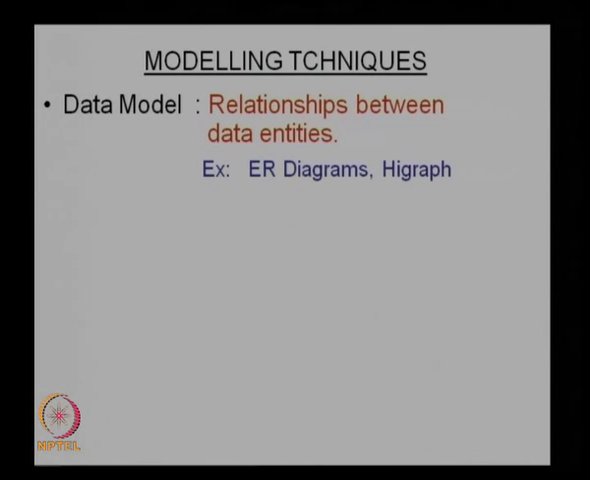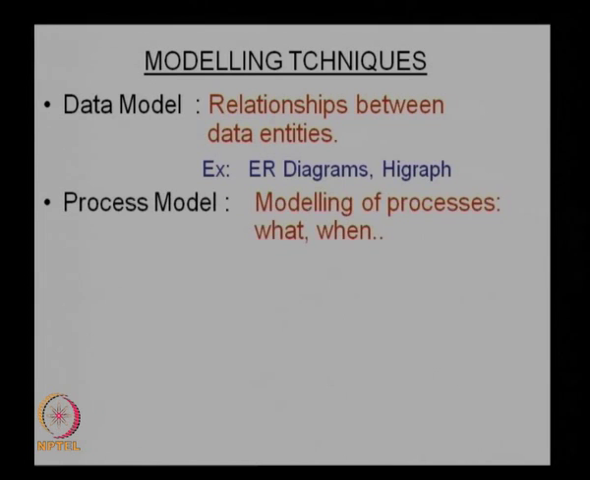We will go through these methods, ER diagrams and the graph, but before that let me explain the other two methods we use for modeling. The other one is known as process modeling. The first one was the data model, which gives the relationship between the data entities, and in the process model we discuss the modeling of processes, basically the flow of functions in the system. It identifies what process is done and when it is done and so on. Here in process modeling the focus is on identifying the flows between the entities.